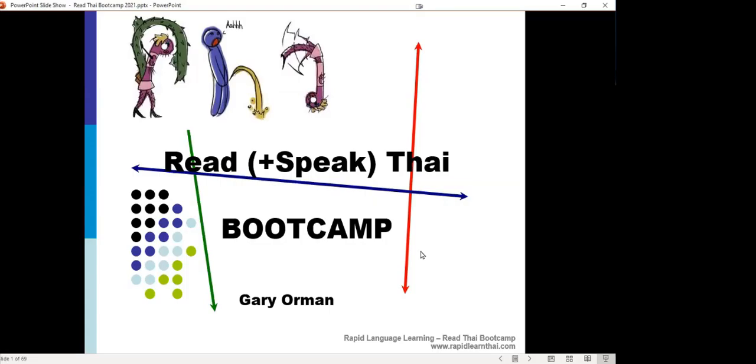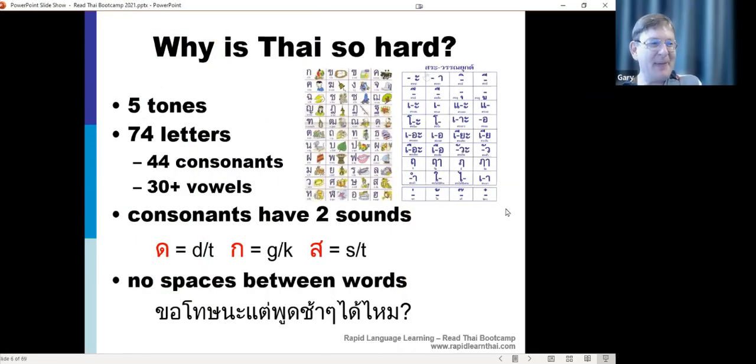Now, quick little background in the Thai language. The reason why it seems so hard is because of this concept of having 5 tones. And there are 74 letters, 44 of which are consonants. And depending how you count, there's at least 30 vowels.